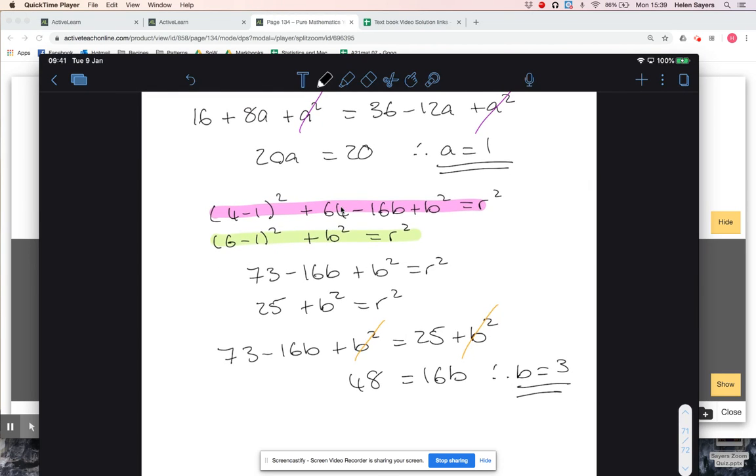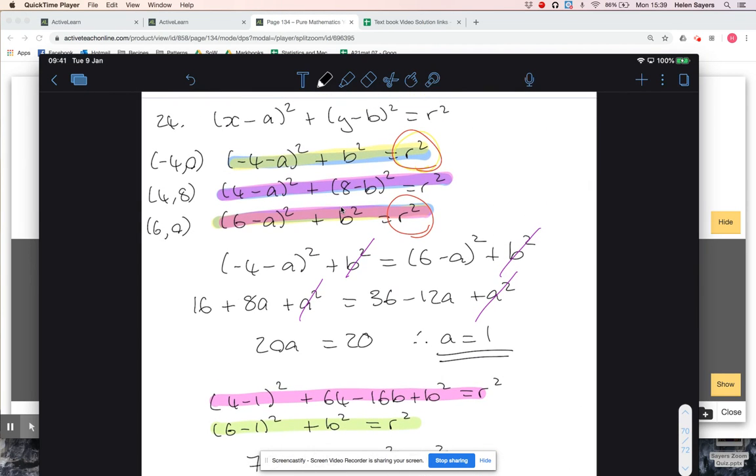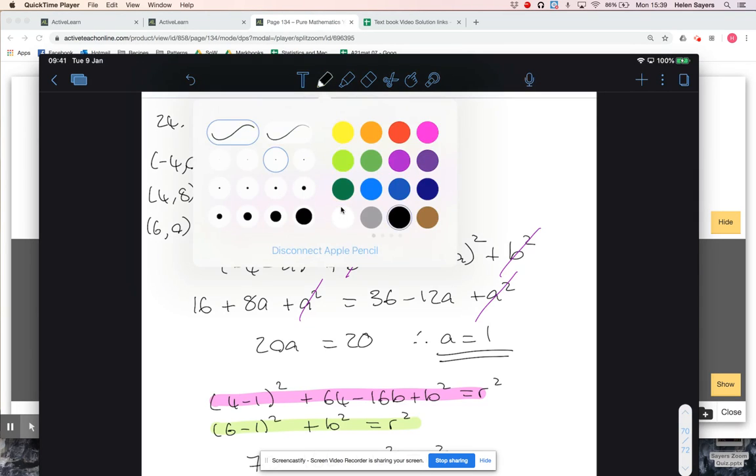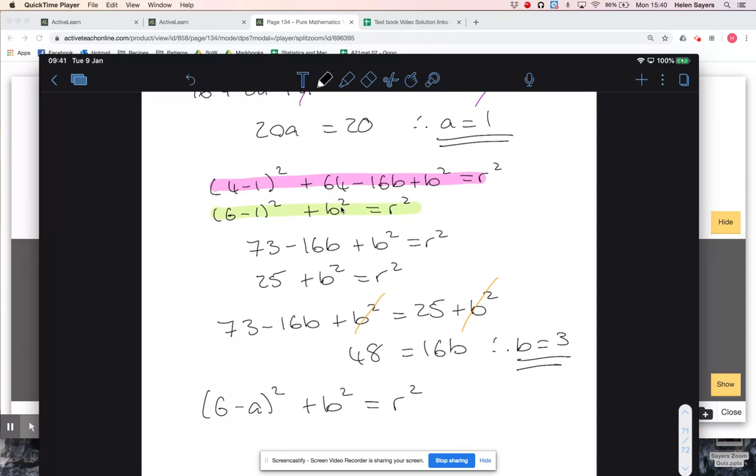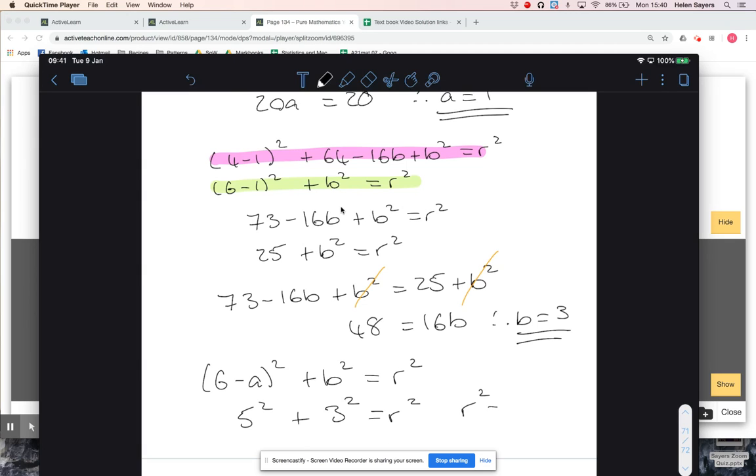And then I'm going to go back to my original equations, pick the one I think looks easiest. I don't think I can highlight it again, but you'll be able to see it. I think that is the simplest to substitute those values into. So it was 6 minus a all squared plus b squared equals r squared. I now know that a is 1, so that's becoming 5 squared. I know that b is 3, so r squared is 25 plus 9.